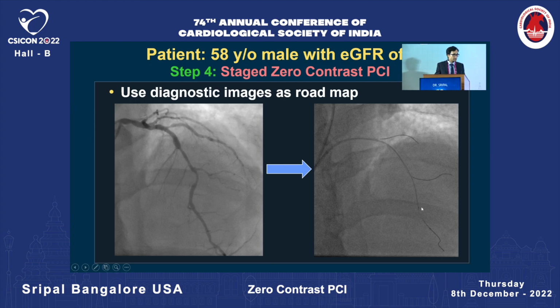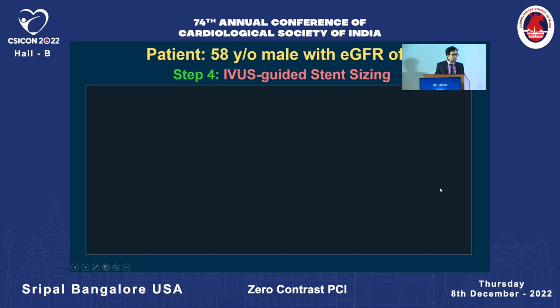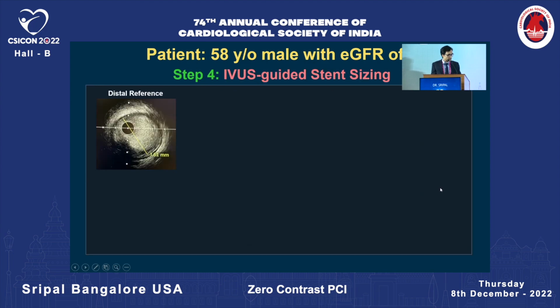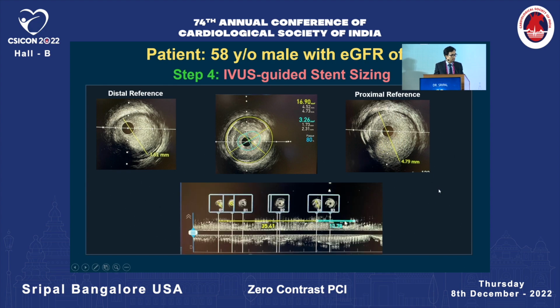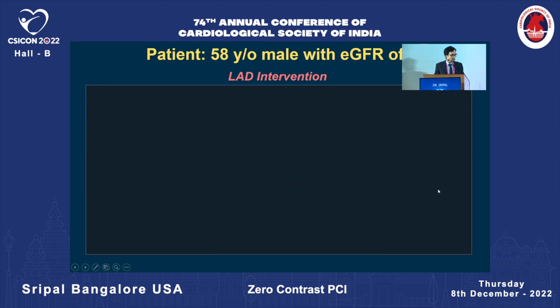And we are doing an IVUS here. In this particular case, we also did an iFR. Many times I put an iFR or a dFR wire and keep it in the artery. Here the iFR was 0.88. And we do IVUS-guided stent sizing, so distal reference, proximal reference. It gives us stent sizing, stent length, etc.